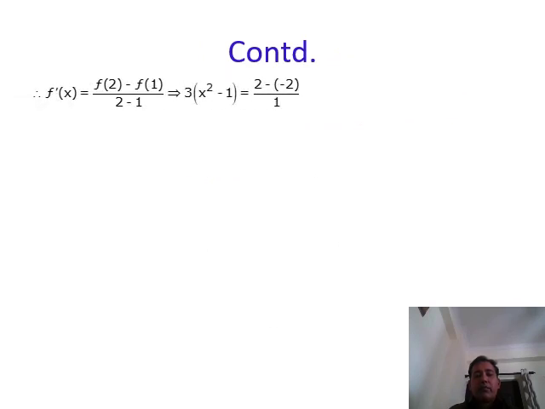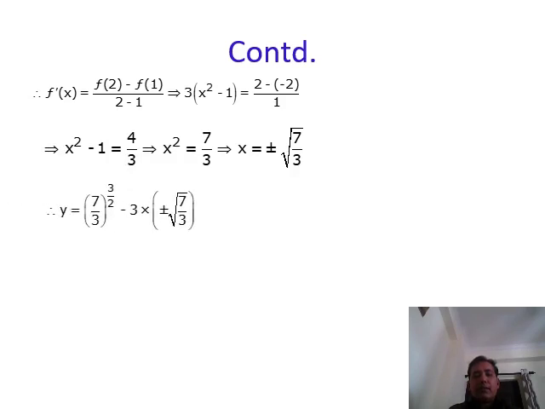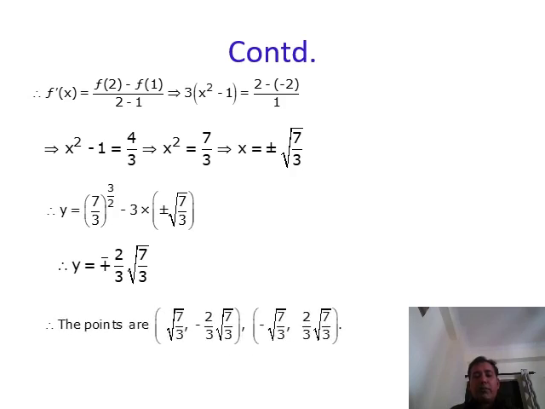f dash x is equal to (f(2) - f(1)) upon (2 - 1). 3x square minus 3 is equal to (1 - (-2)) upon 1. On simplifying, x is equal to plus minus root 7 upon root 3. On putting the values, y is equal to minus plus 2 upon 3 root 7 upon 3. Therefore, the required points are (root 7 upon 3, -2 upon 3 root 7 upon 3) and (-root 7 upon 3, 2 upon 3 root 7 upon 3).